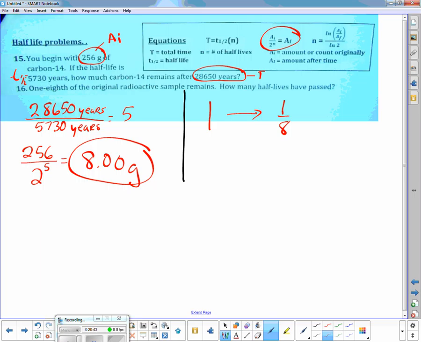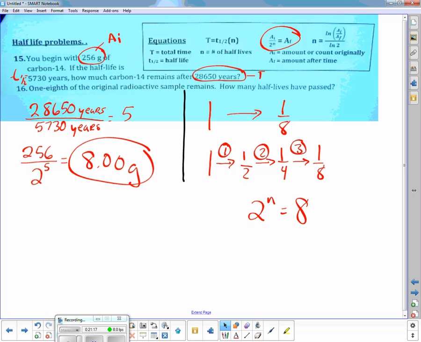How many half-lives have passed? I can do this in my head, or I can do it on paper. That means I went from 1 to a half, that was 1. Then I went to a 4th, that was 2. Then I went to an 1/8, and that was 3. See how I did that? You can also say 2 to what power equals 8? 2 times 2 times 2. Okay, 3.